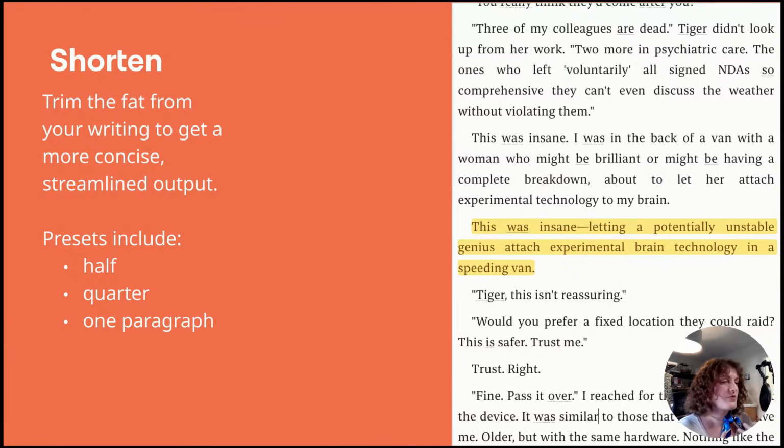But in this example, we've got, this was insane, letting a potentially unstable genius attach experimental brain technology in a speeding van. Like, that has condensed it.